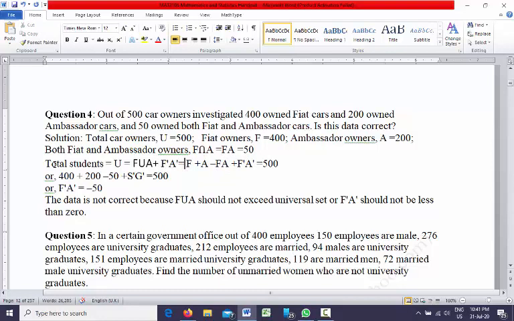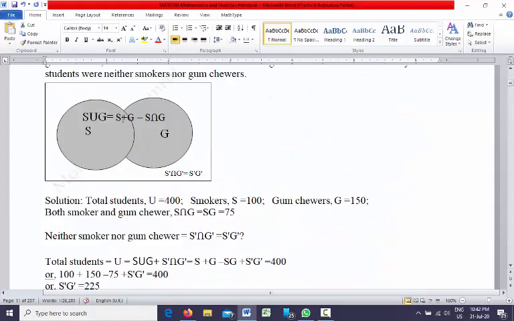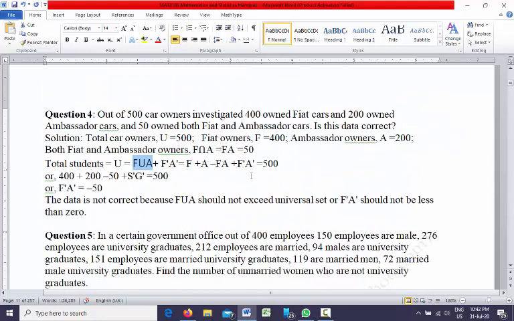Right. So total students is the universal set. The universal set consists of the shaded area, which is F union A, and the white portion, which is F prime A prime.